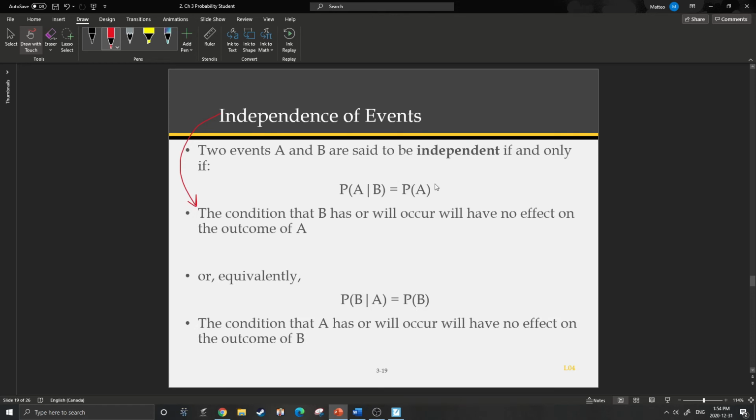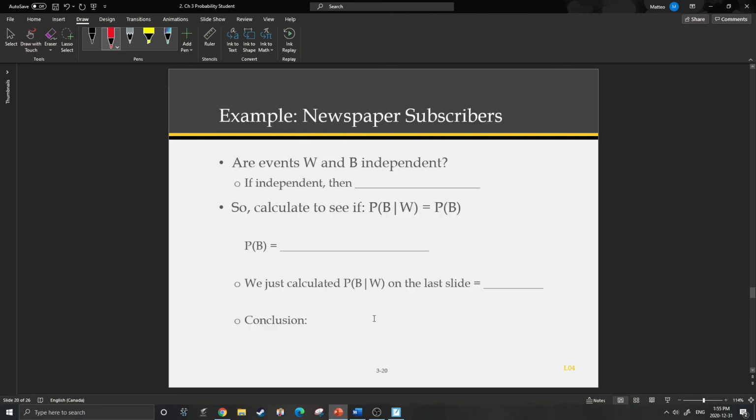As far as the formula goes, this is the formula that we use. Equivalently, if I have the probability of B given A, it would be equal to probability of B to show independence of events. So what am I saying here? Mathematically, if you want to show that two events are independent, you need to show that this probability is equal to this probability. Notice that whatever letter is here, whatever event is here, is the probability that's here. That's why I showed it to you in two different ways. Whatever letter is here is the probability that goes on this side. So in this example, the condition that A has or will occur has no effect on the outcome of B when it's written like that. Let's go and talk about our last example.